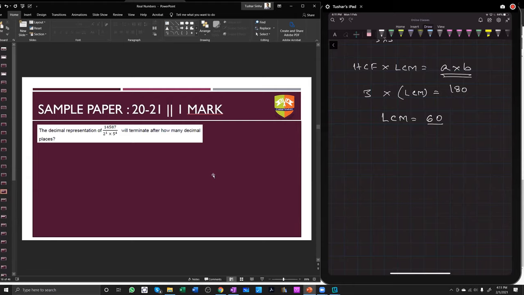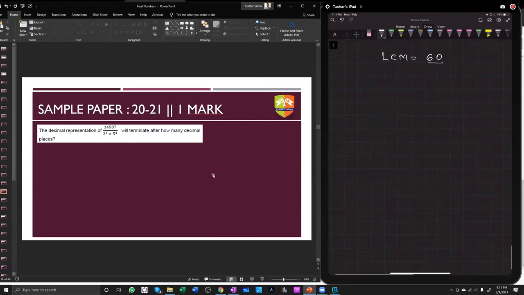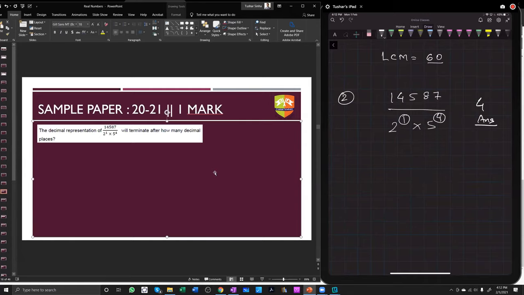So the question is this: 14587 divided by 2 to the power 1 into 5 to the power 4. So after how many places will it terminate? Whichever is larger between 1 and 4. So 4 is the answer. Perfect. One mark done. This is a sample paper question.